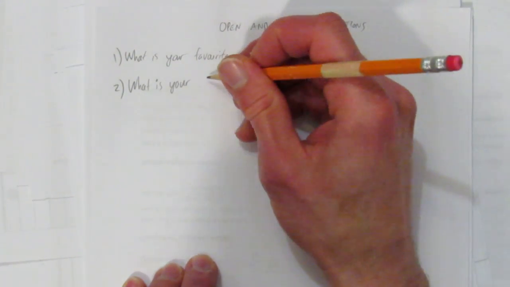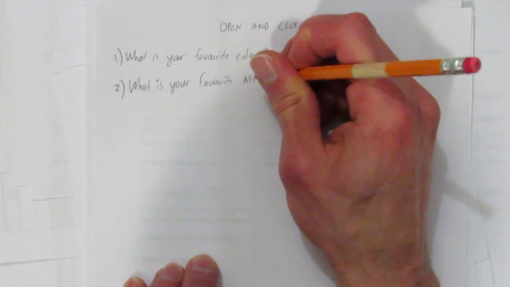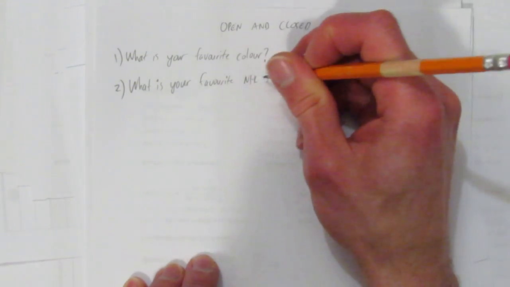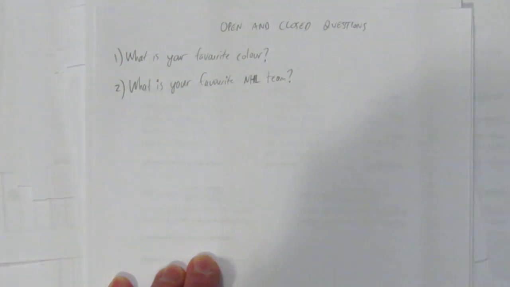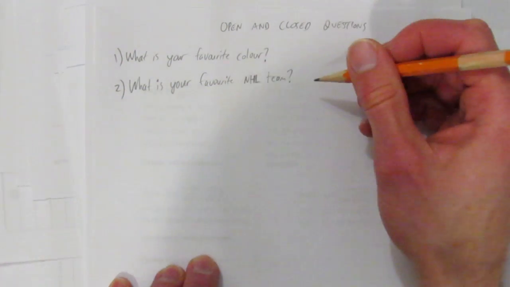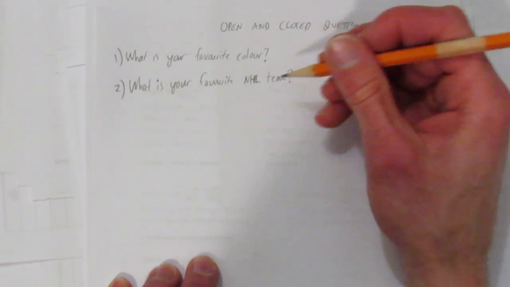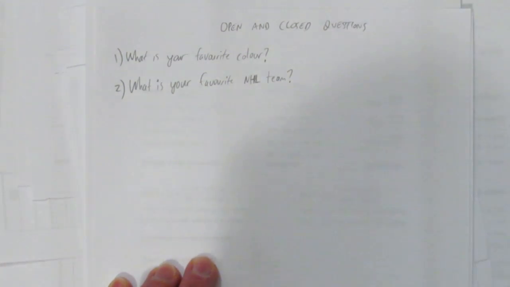Let's say, what is your favorite NHL team? And now we've made it accurate. We haven't led them anywhere. It's still an open question. They can pick any NHL team, that is, National Hockey League team. But what we've avoided is the ambiguity of not specifying what kind of sports team and which type of sports team you meant. So that's an example of an open question that has very little bias, if any.